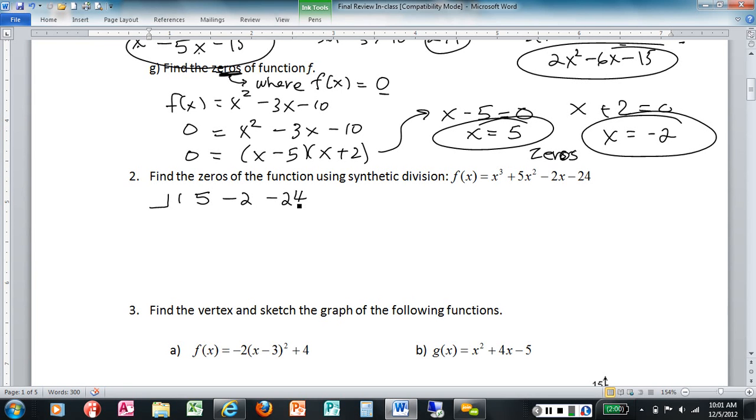Now, the question is, what number do I use here? What are the potential numbers? Remember? Well, the potential numbers, I look at factors of 24, or negative 24. What factors could I potentially have of 24? Well, I could go with either plus or minus 1, or plus or minus 2, or plus or minus 3, 4, 6, 8. There's a bunch of them.